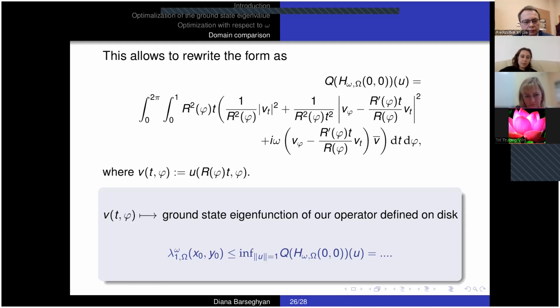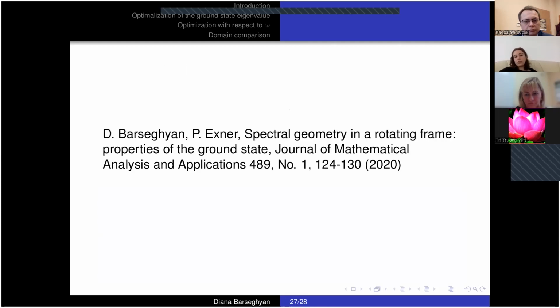And next, please. So this is what I wanted to say. Now the open problem becomes to prove some Faber-Krahn inequality to complete this theory. And this is where these results are published. So thank you for your attention.